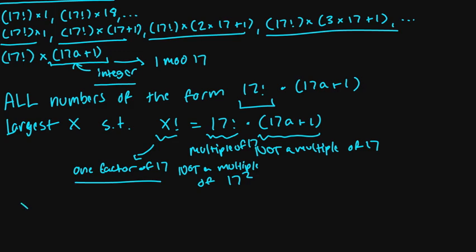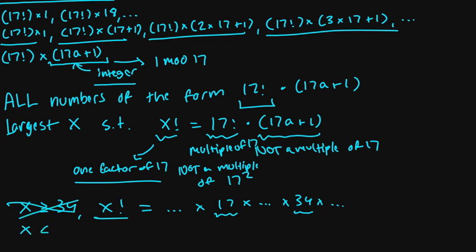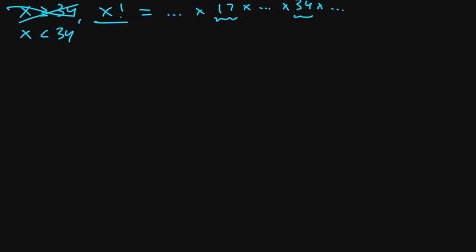Note that if x is greater than or equal to 34, x factorial will be something times 17 times something times 34 times something, and therefore 17 squared would divide this, which we know is not possible. Therefore, we know that x must be less than 34. So what happens if, for example, x equals 33? Then we want to find if 33 factorial is equal to 17 factorial times 17a plus 1.